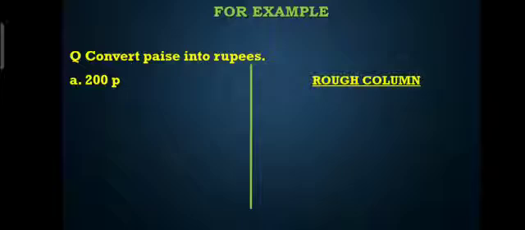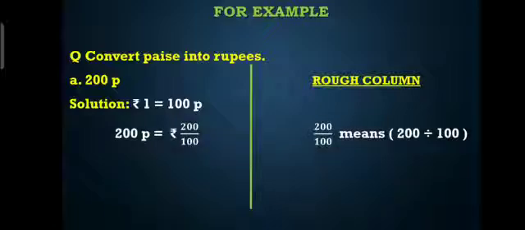So, how will we convert, children? As we know, 1 rupee is equal to 100 paise. Therefore, 1 paise is equal to 1 upon 100 rupees. It means 1/100th of a rupee. So, children, we will simply divide the amount by 100. So, we will get the answer in rupees form. 200 by 100, we get the answer 2 rupees.